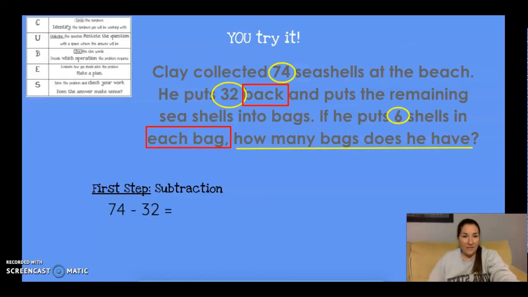So he starts with 74, and then he decides to put 32 back. So we're subtracting: 74 minus 32 is 42.